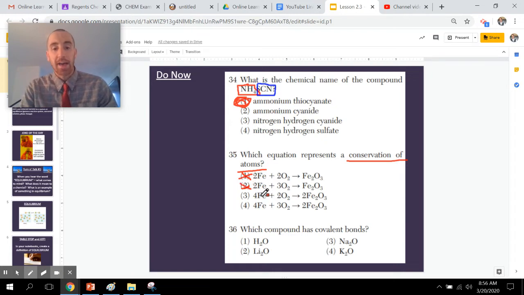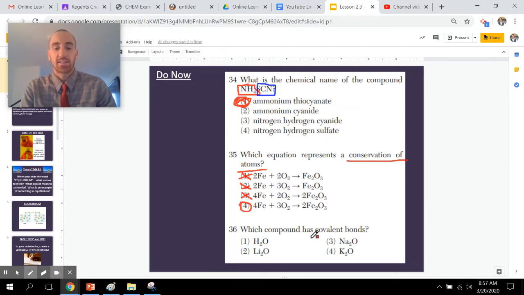I have 4 Fe's on the left, 2 times 2 is 4 Fe's on the right. I have 4 oxygens on the left, but I have 2 times 3 is 6 oxygens on the right. That one's not balanced. Okay, and lastly, hopefully, fingers crossed, this is the right one. 4 iron atoms on the left, 2 times 2 is 4 iron atoms on the right. 3 times 2 is 6 oxygens on the left, 2 times 3 is 6 oxygens on the right. That one is balanced. That is your answer.